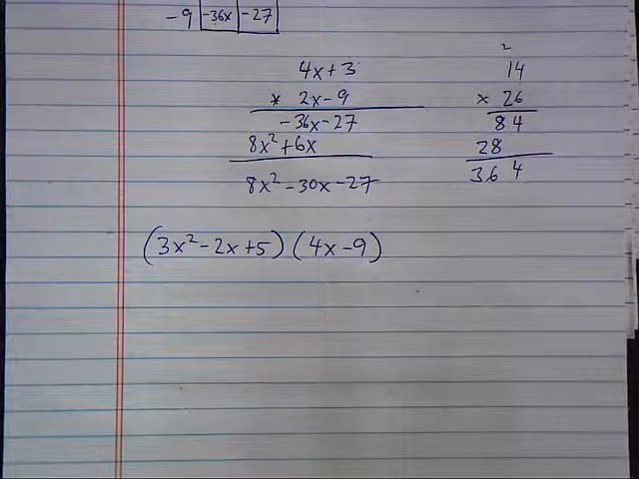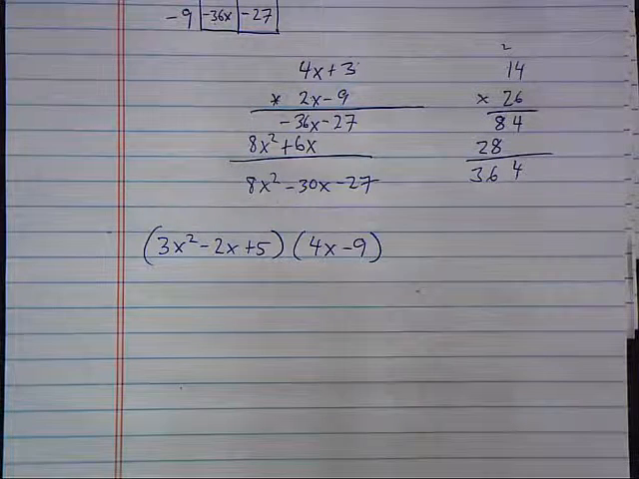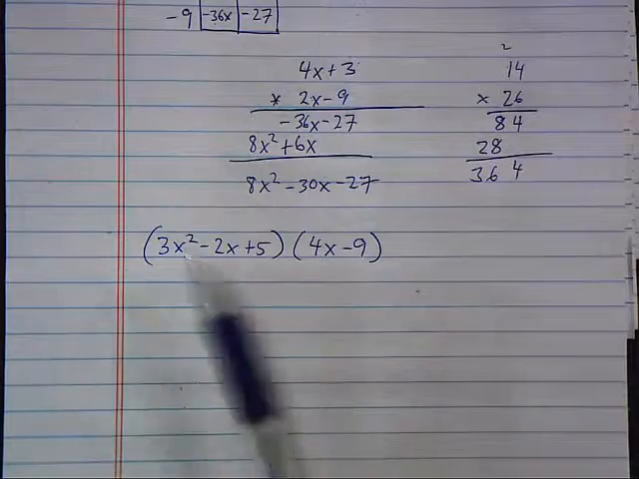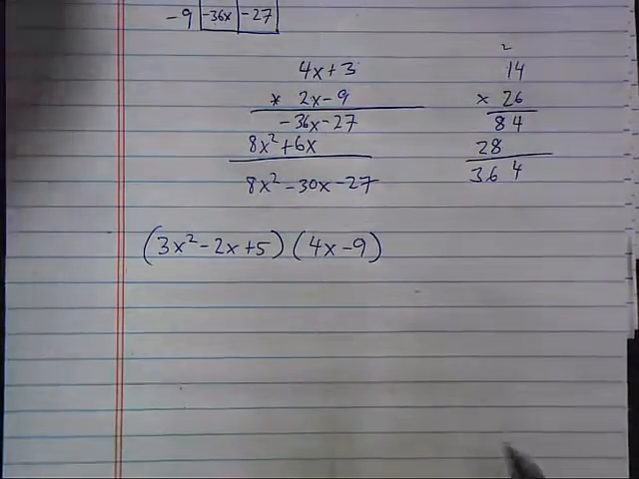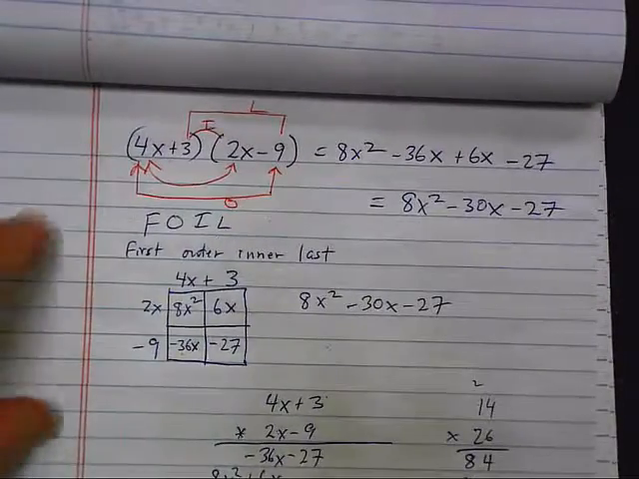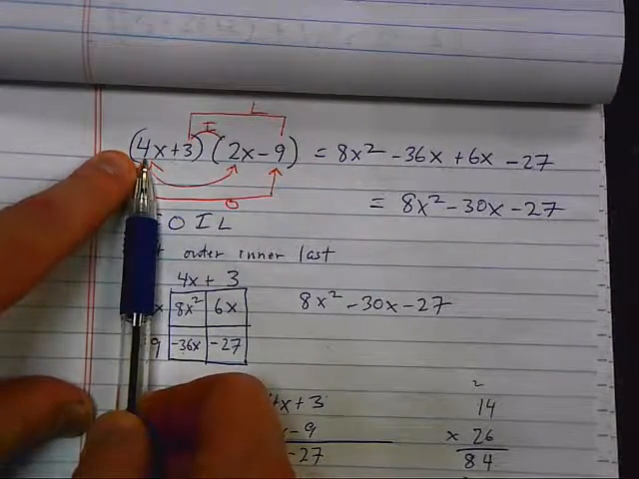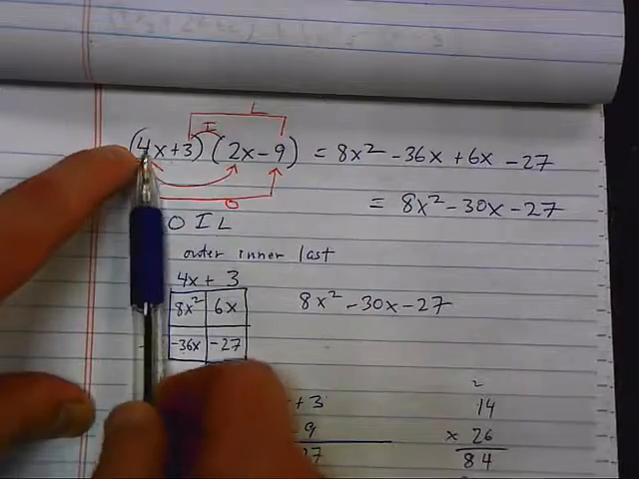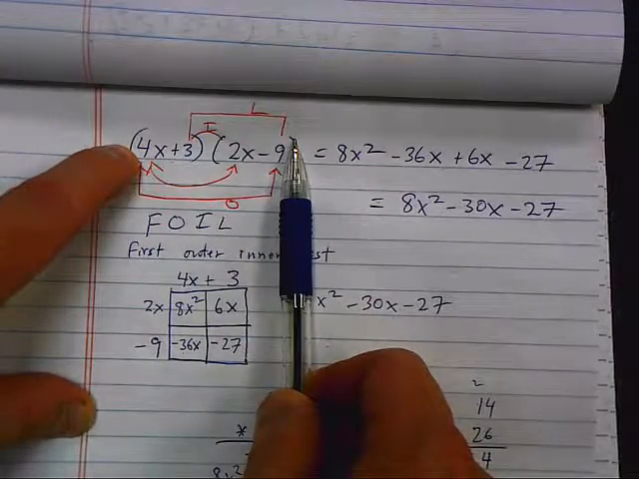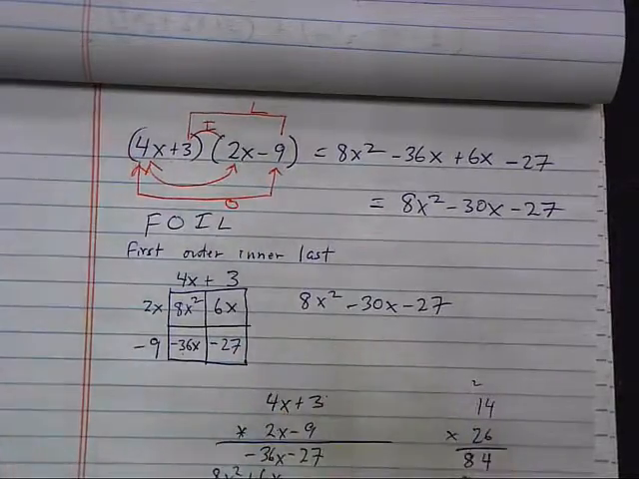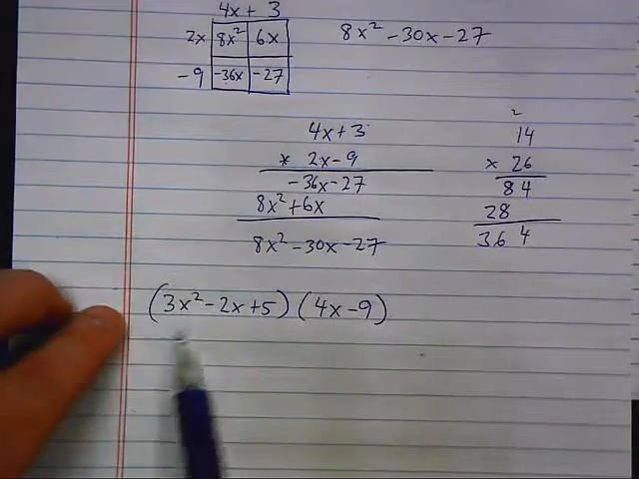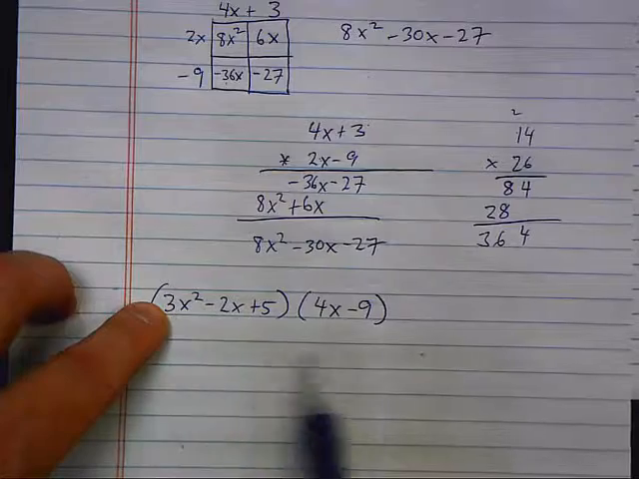Now this one really isn't FOIL. How come this one isn't FOIL? Because I've got, yes, it's uneven. I've got 3 of them here, but only 2 of them here. But the same idea works. If you look at what FOIL did, it told you to take the 4x, multiply by the 2x, take the 4x, multiply by the negative 9. Basically, it tells you take the 4x and distribute it through. Same thing works here. We take the 3x squared and we distribute it to all the pieces.